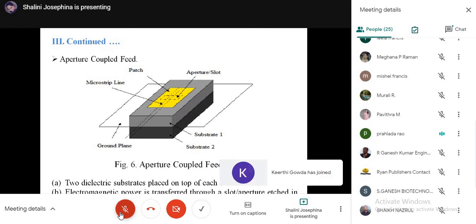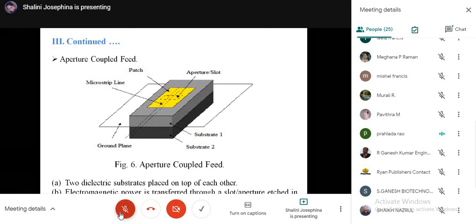Through a slot or an aperture. A slot or an aperture is nothing but a hole. That slot or aperture is etched in the ground plane of substrate 2, all the way to the radiating patch, which is placed on top of dielectric substrate 1. There is no connection between them. The electromagnetic power is transferred from substrate 2 to the radiating patch through that slot, through the process of electromagnetic coupling.